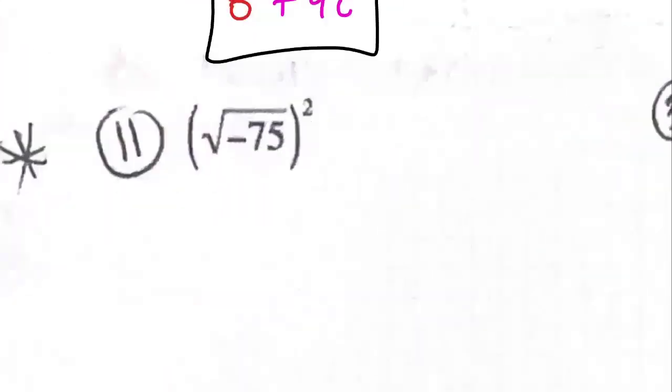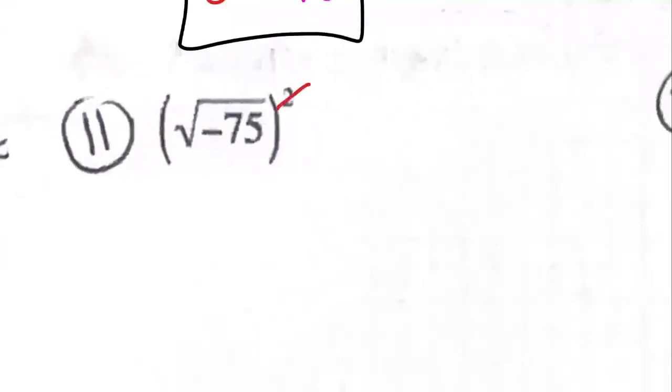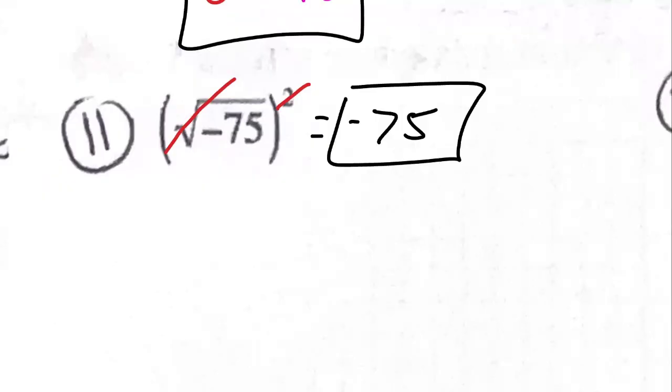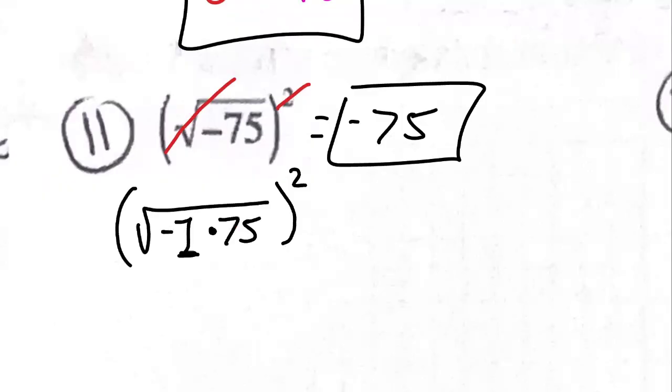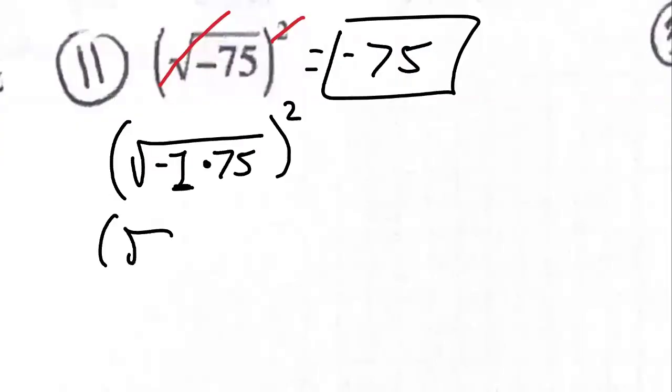Okay, for number 11, there's two ways to do this. Honestly, the easiest way is knowing that anytime you square a square root, they cancel and you get just what's inside the radical. So this is just -75. Now, if you want to do this the long way, which is possible because it's not always going to be a square, this is how you do it. We're going to break apart the inside term. So this is -1 times 75. When you break it apart, square root of -1 times square root of 75, right?